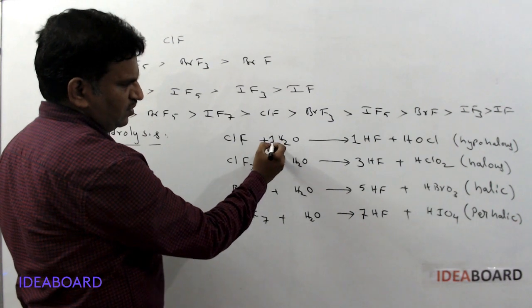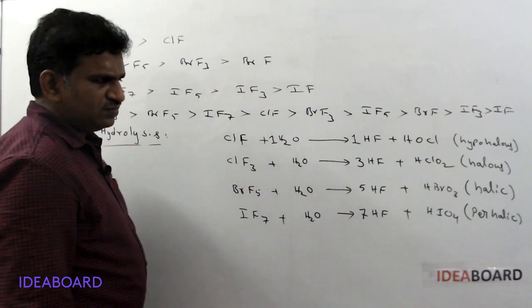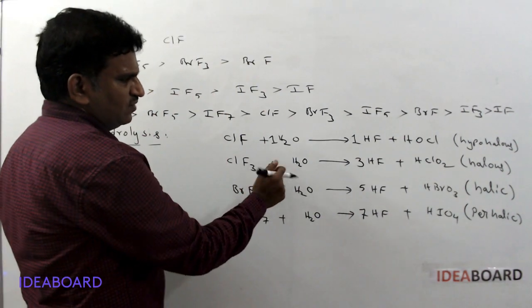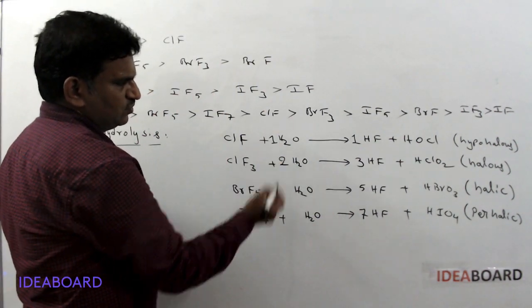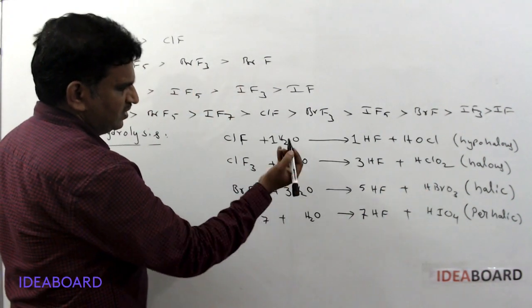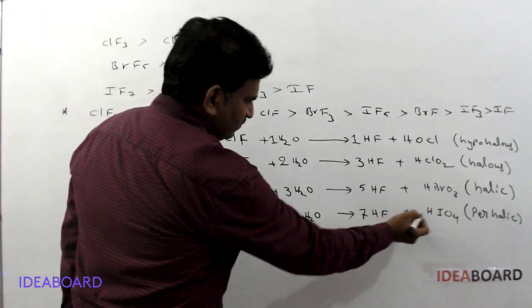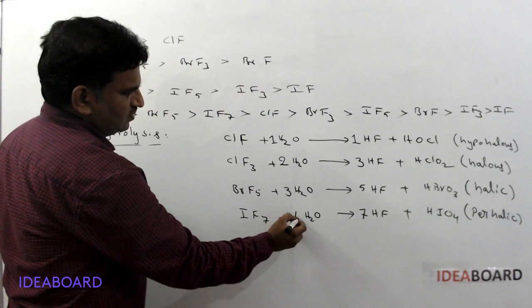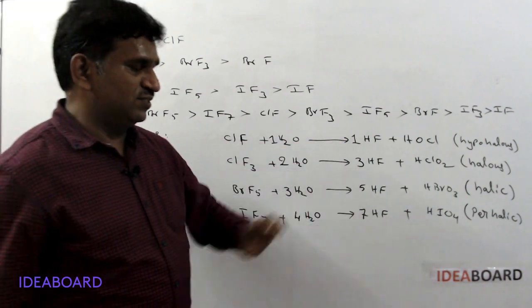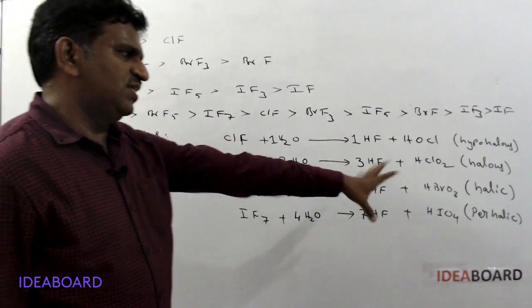So 1 molecule of water is enough. Here 3 hydrogens plus 1 hydrogen, 4 hydrogen. So here what we need? 2 H2. And here 5 plus 1, 6 hydrogen. So it is 3 H2. 7 plus 1, 8 hydrogen. So it is 4 H2. So 1, 2, 3, 4. Here 1, 3, 5, 7. So this is balancing of this reaction.